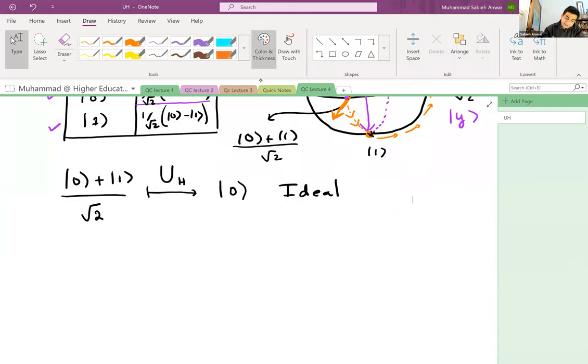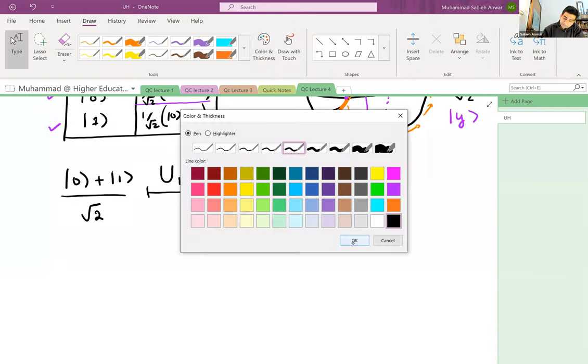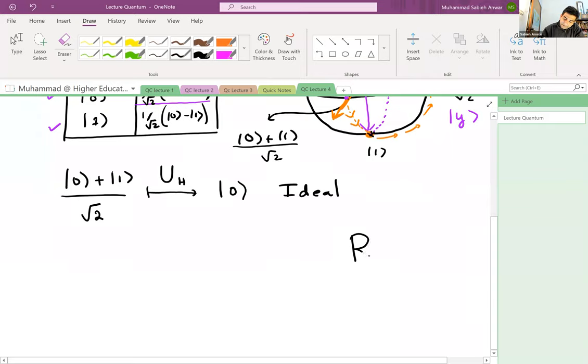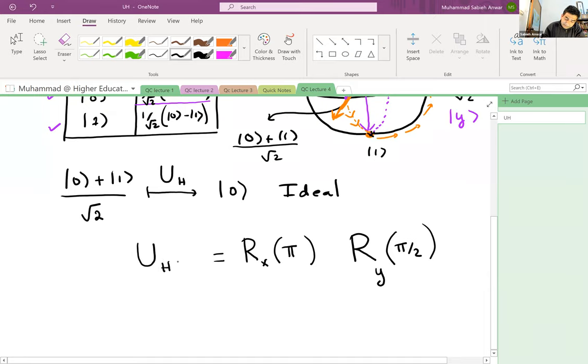So if I can represent my rotation in the following fashion, I have a rotation through 90 degrees about the y-axis, followed by a rotation about the x-axis through 180 degrees. Then this set of rotations is equal to the Hadamard gate. Thank you. Your answer is perfectly correct.